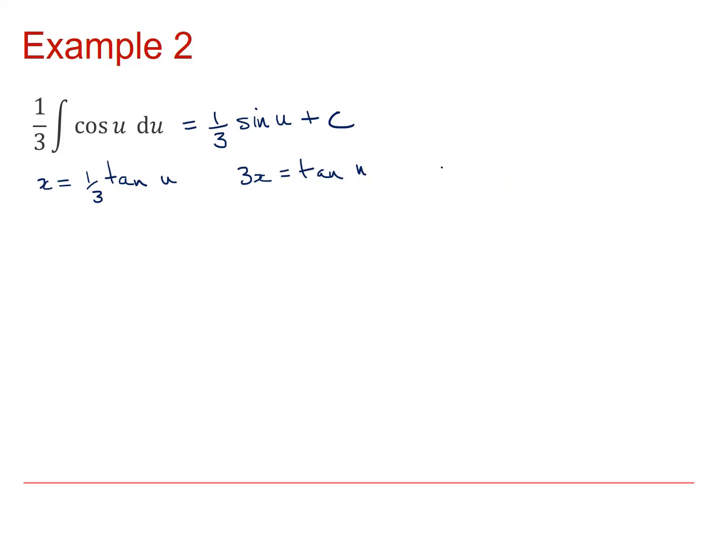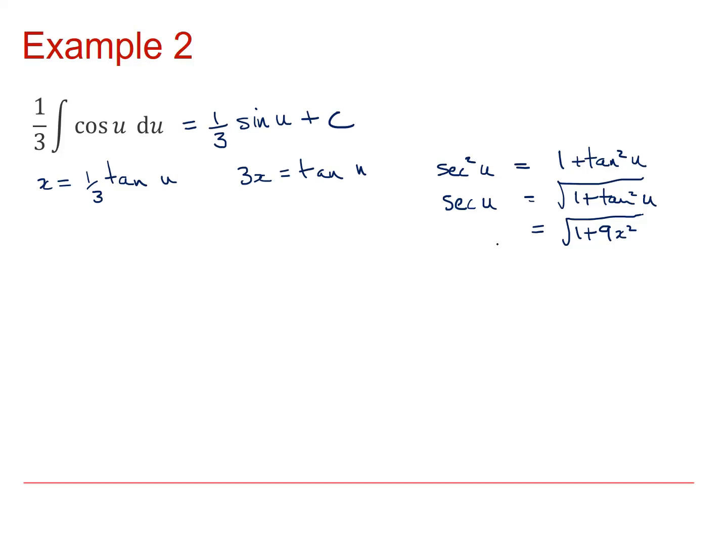I also know that sec squared u is equal to 1 plus tan squared u. And so sec u is equal to the square root of 1 plus tan squared u, and that is the square root of 1 plus 9x squared. That means that cos u is going to be 1 over the square root of 1 plus 9x squared.